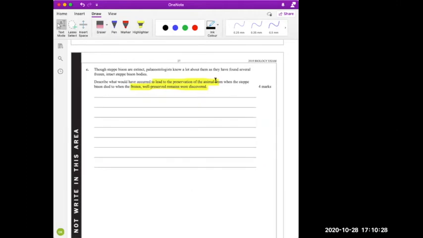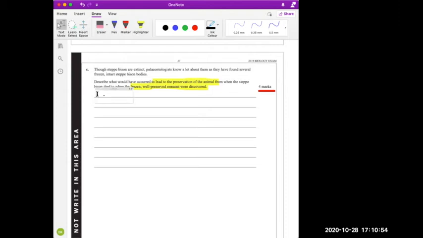Okay. So this is a 4 marker, so watch out for this one. They're asking about, describe what would have occurred to lead to the preservation of the animal from when the steppe bison died to when the frozen, well-preserved remains were discovered. So this is basically your steps of fossilization. If it's asking from when the animal died to now, you need to have a logical sequence.